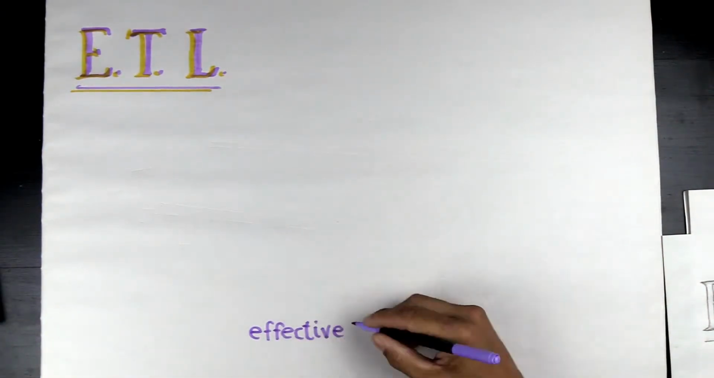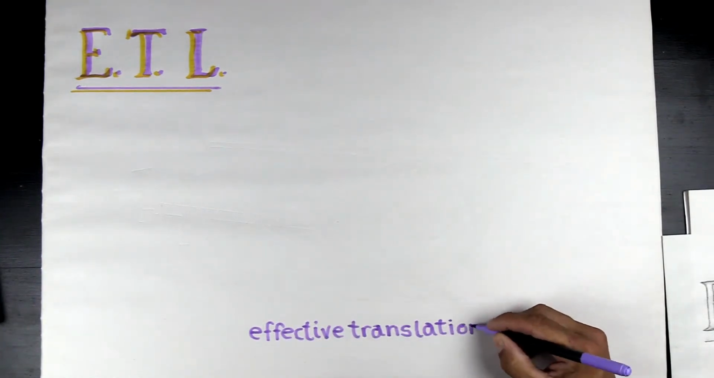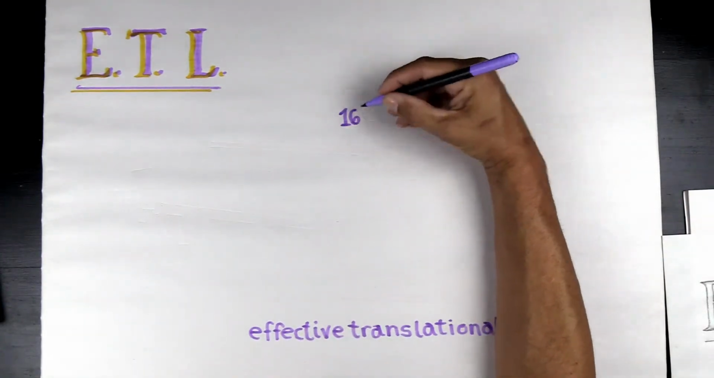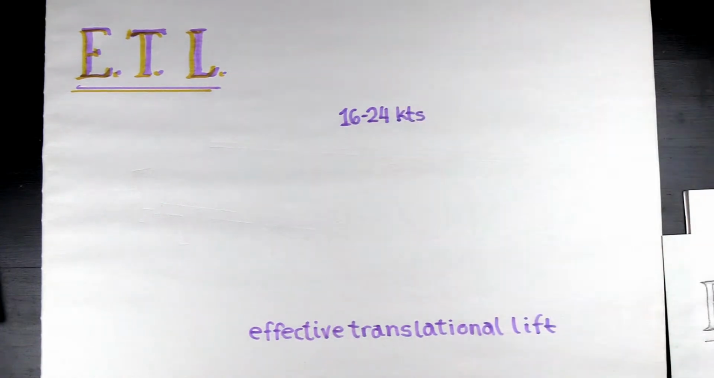Next we get to ETL, which is just effective translational lift. So this is effective translational lift. This now happens between 16 and 24.